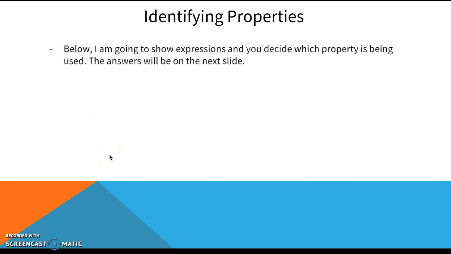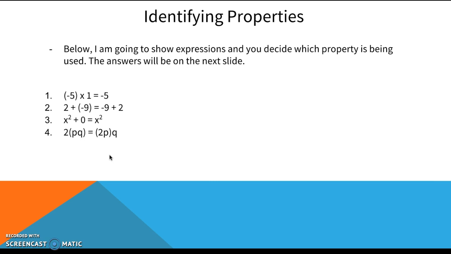So I'm going to have you do some on your own. I'm going to show 4 examples, and you're going to think about which property is being used. Our first example is negative 5 times 1 equals negative 5. Which property is shown here? 2 plus negative 9 equals negative 9 plus 2. Which property is shown here? X squared plus 0 equals x squared. And which property is here? 2 times PQ equals 2P times Q.